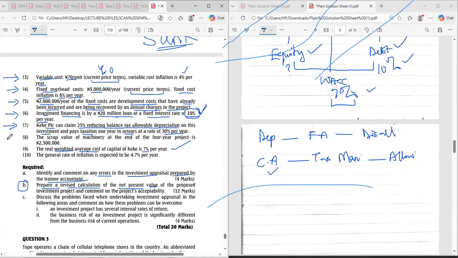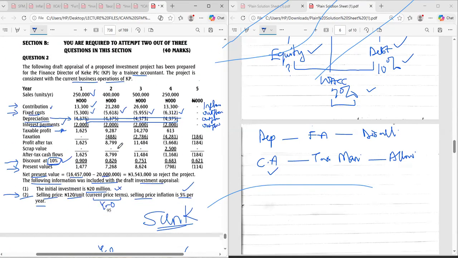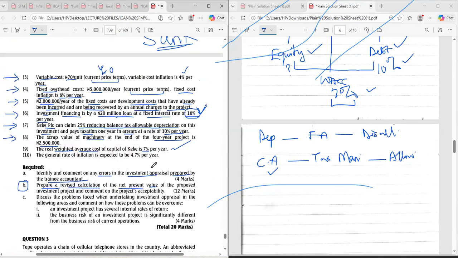All right. The scrap value. The scrap value of the machinery at the end of the 4-year project is 2.5 million. Did he use it? Oh, the guy did it. Good boy. Makes sense. So there's no mistake there. At the end of the 4th year.